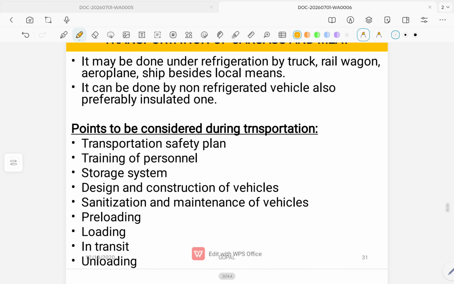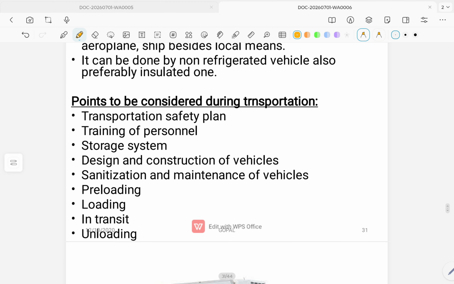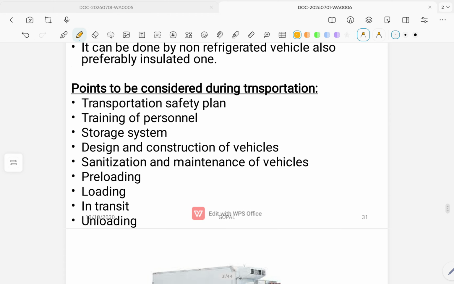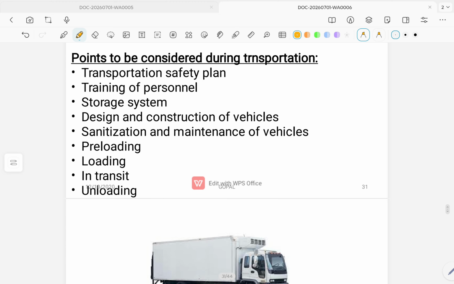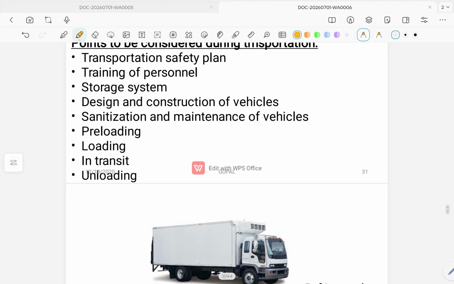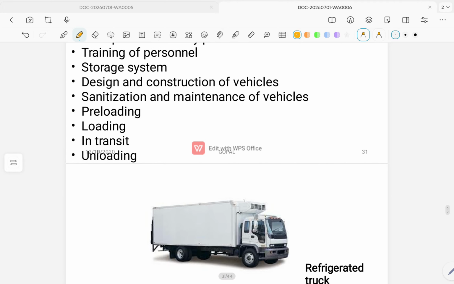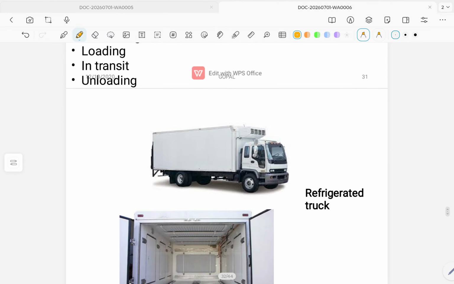Points to be considered during transportation: transportation safety plan, training of personnel, storage system, design and construction of vehicle, sanitization and maintenance of vehicle, preloading, loading, in transit, unloading, refrigerated truck.